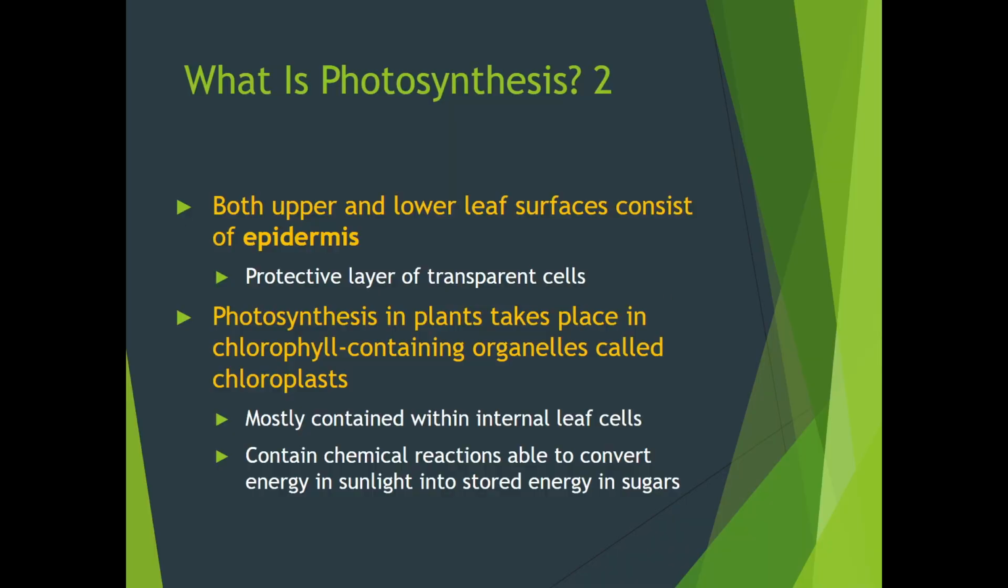So continuing on, both the upper and lower leaf surfaces consist of an epidermis. These tend to be transparent. So it really is the pigment chlorophyll that's giving leaves their color. Photosynthesis in plants takes place at the chlorophyll-containing organelles we're calling chloroplasts, and mostly they're contained within internal leaf cells, like the palisade mesophyll cells that sit under the upper epidermis. And they contain chemical reactions able to convert energy in sunlight into stored energy in sugars.